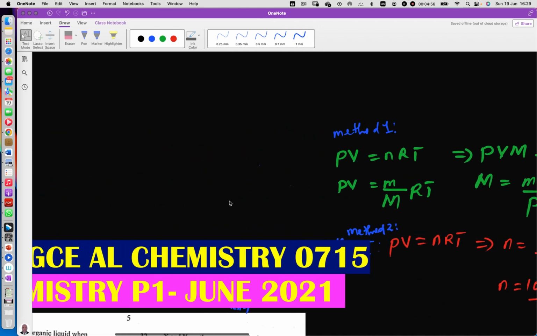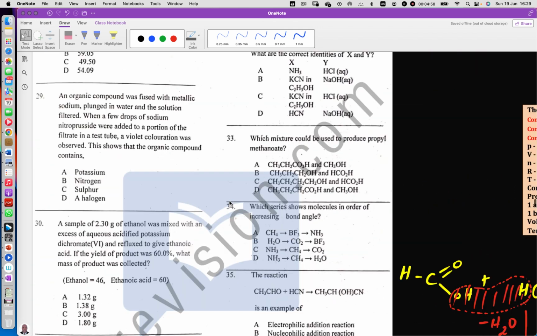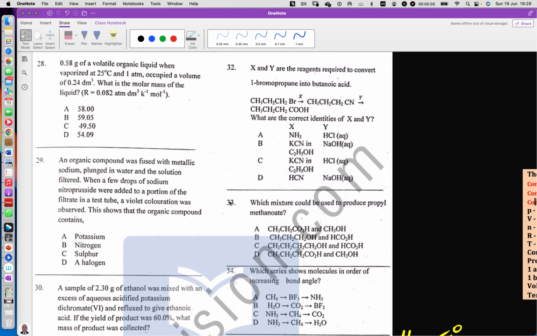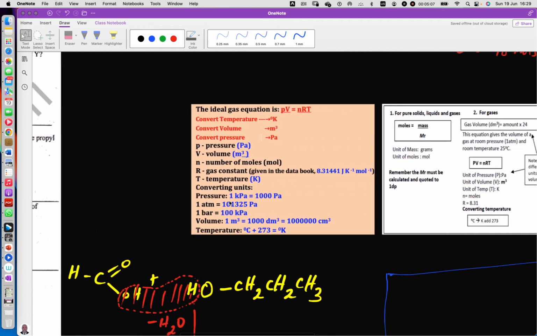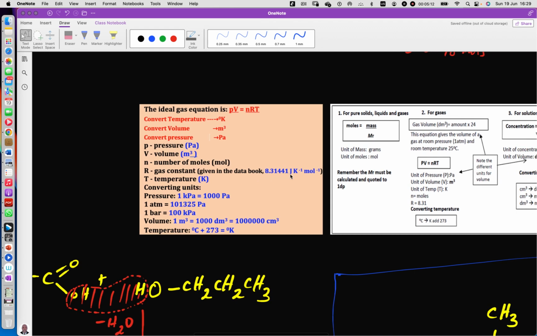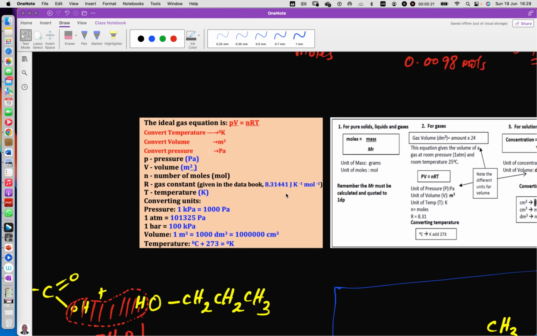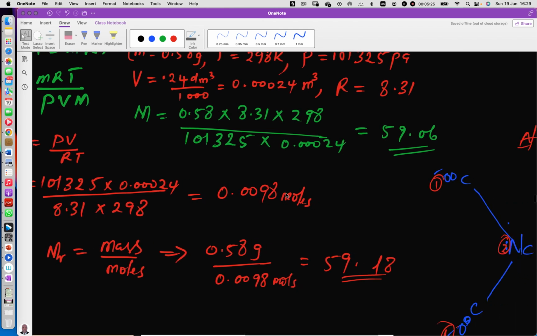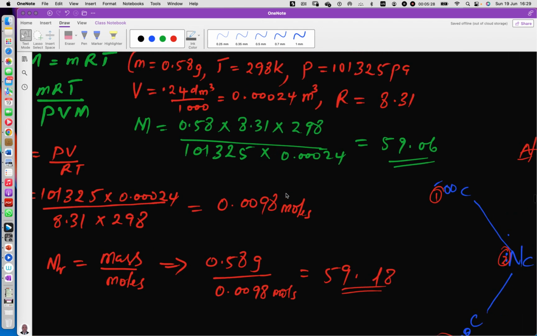It is given in the question as atmosphere dm cube per kilo per mole. But you have to change that to joules per kilo per mole. And when you multiply it by the conversion factor, it will give you 8.31. So the gas constant, instead of 0.082, will be 8.31.